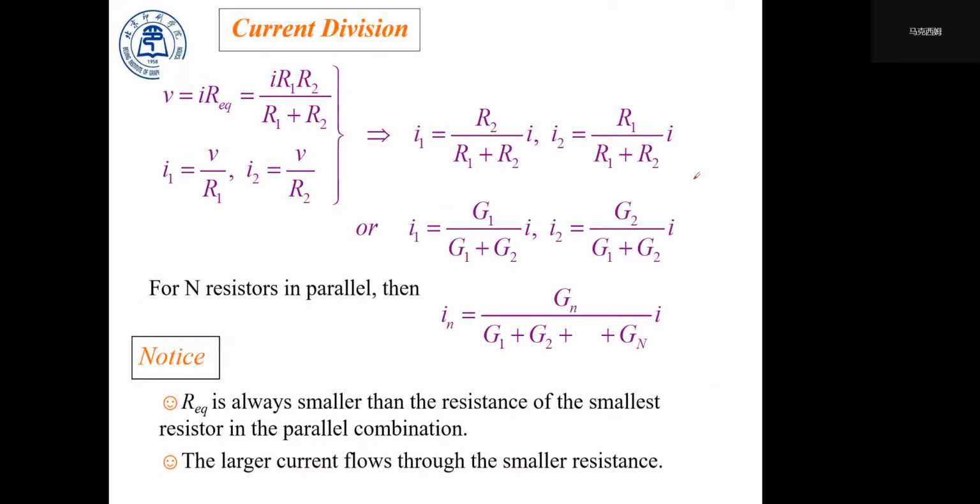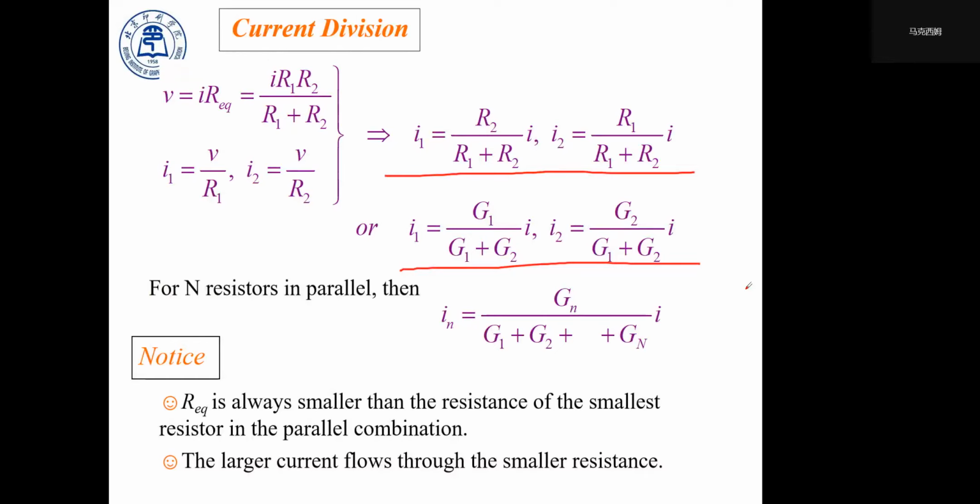So this is what we learned from last lecture. And we also know that in the simplest parallel network, a two-resistor parallel network, the distribution of the current equals this formula. Which means the larger the resistance you have, the smaller the current you get, and the larger the conductance you have, the larger the current you will have.